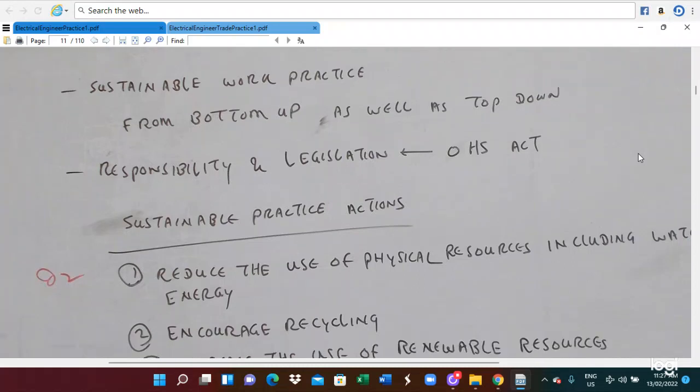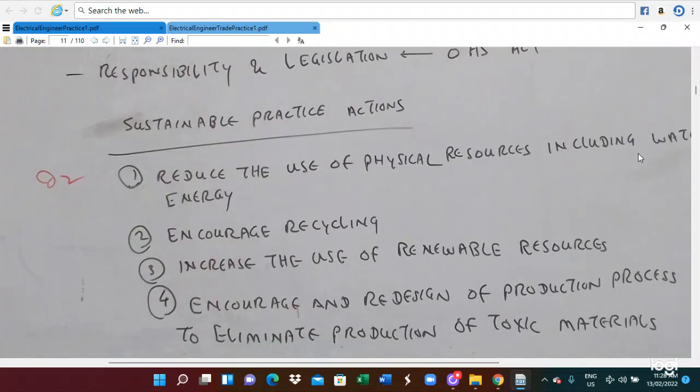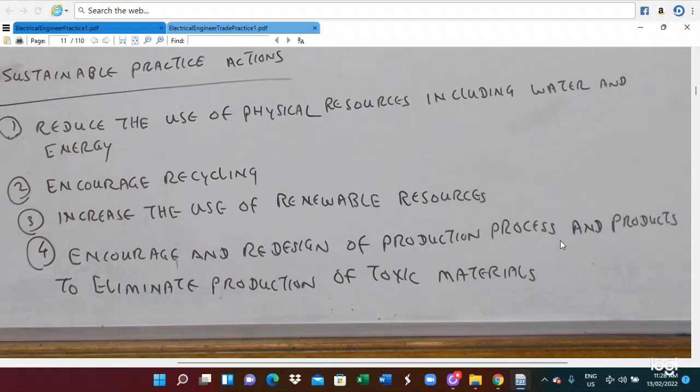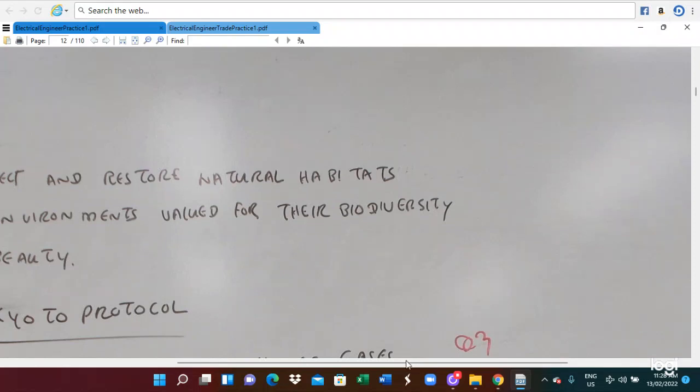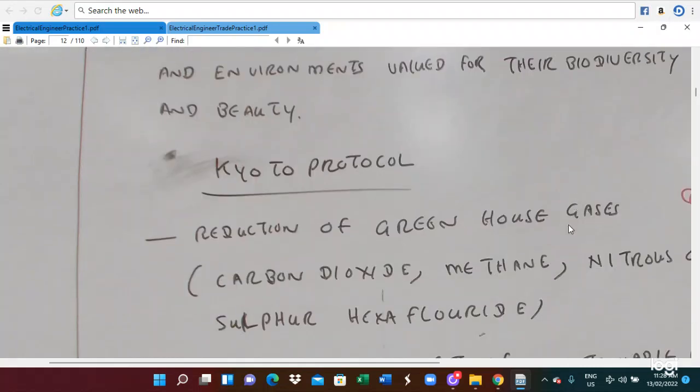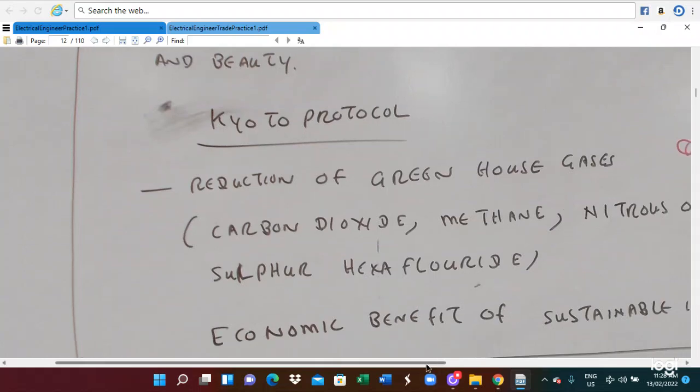So the OHS is related to the responsibility and legislation. So the sustainability action practice is that we have to reduce the physical resources, and resource access to water and energy. And also we have to encourage recycling, we have to increase the use of renewable energy sources, and we have to encourage and design a production process and products to eliminate the production of toxic materials. Those are the important aspects for the sustainability. And then we also have to protect and restore the natural habitats and the environment value for the biodiversity and the beauty.